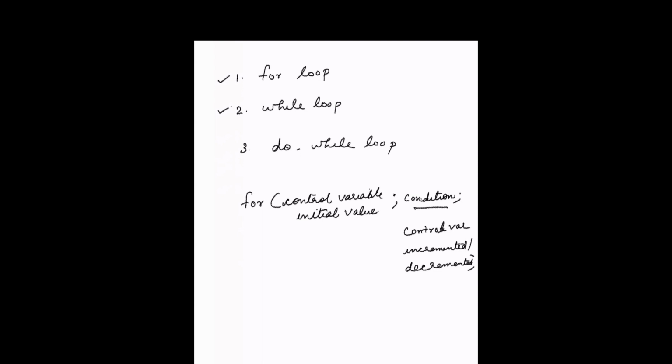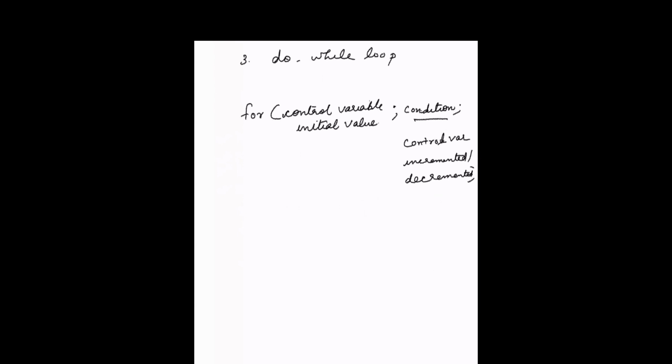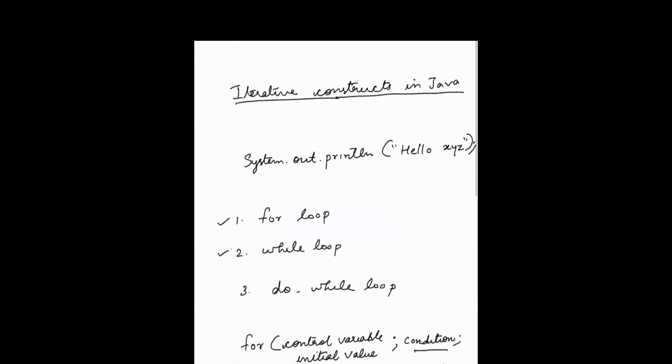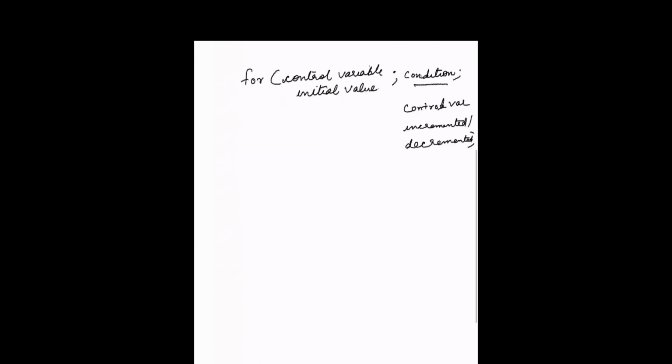Let me take the above example. Here I said I want to print the statement System.out.println Hello XYZ 100 times, right? So for this, what I'll write is for, usually we take control variable as i, but there is no hard and fast rule that you should take only i. It can be any variable. So I'm going to declare the variable i here, which is the control variable.